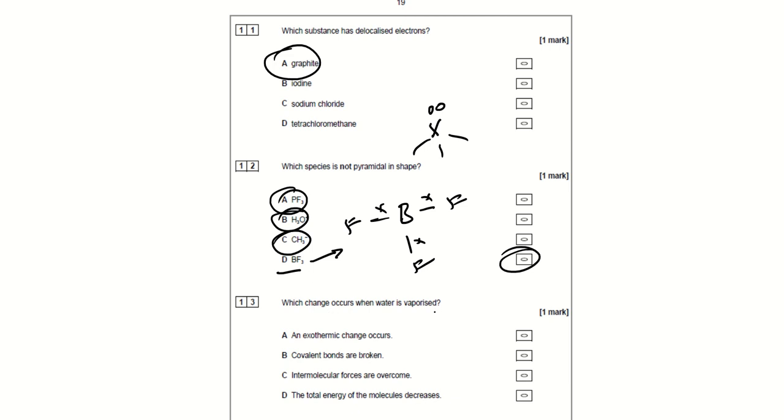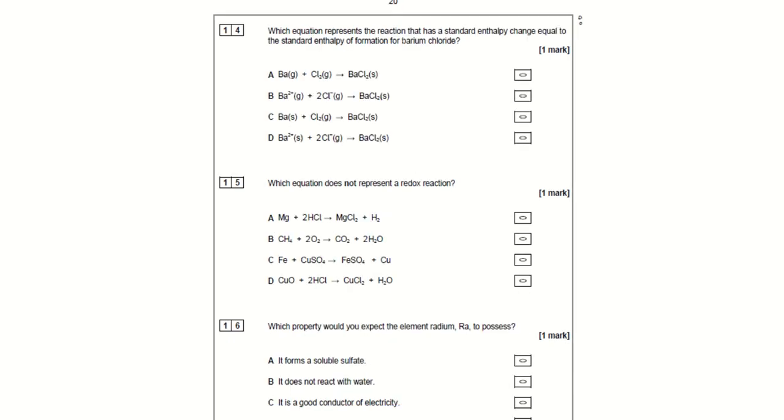It's going to be trigonal planar, by the way, if you're interested. Which change occurs when water is vaporized? An exothermic change does not occur. That's endothermic. You're vaporizing water, you're putting energy in. Covalent bonds are broken? Absolutely not, because if you're vaporizing water, you're just turning it into water gas. If you broke the bonds, you'd have hydrogen and oxygen. Intermolecular forces are overcome? Of course they are. That's exactly what happens. The total energy of the molecule decreases? Well, no. If you turn something into a gas, you're going to increase the energy of the molecules.